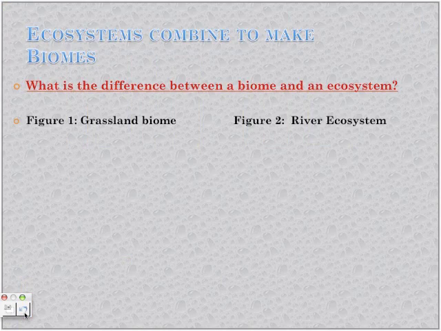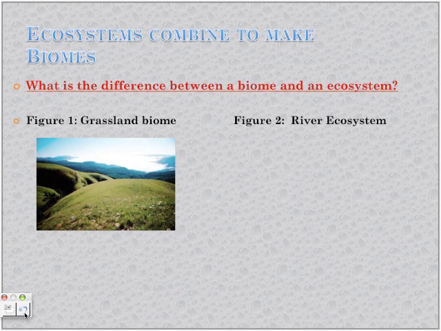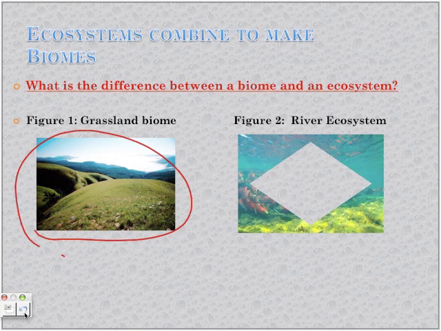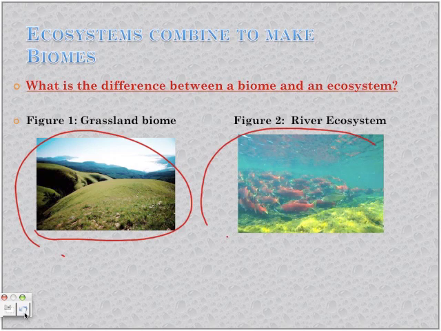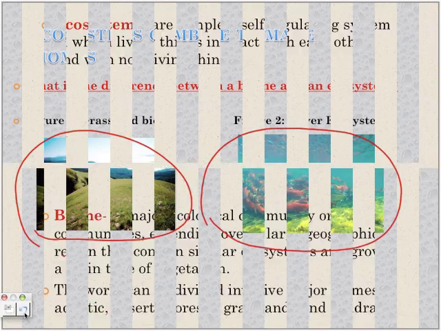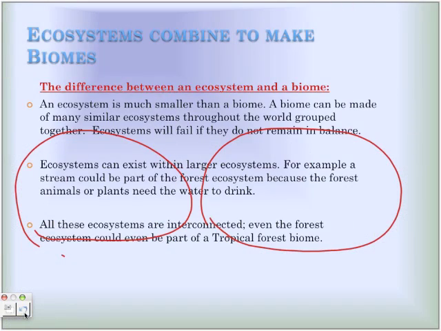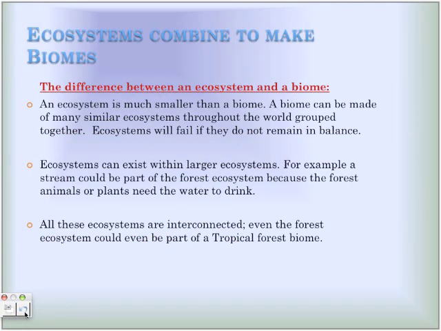What's the difference between a biome and an ecosystem? This would be a biome, and this would be an ecosystem. Difference between an ecosystem and a biome: an ecosystem is smaller than a biome. A biome can be made of many similar ecosystems throughout the world, grouped together.